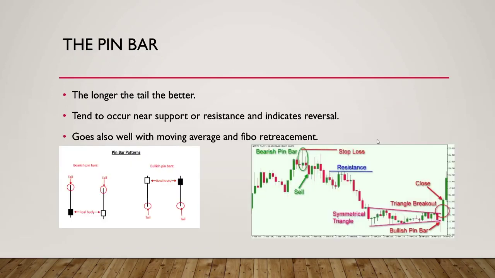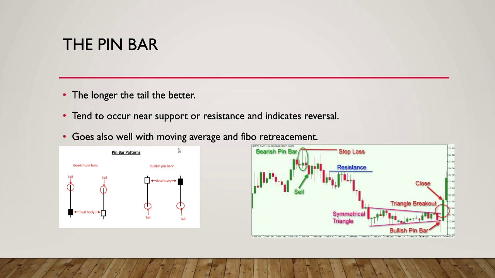And then we have the pin bar. The pin bar is also bullish and bearish. The longer the tail, the better, because it means the amount of rejection it actually got, right? And it mostly occurs near support or resistance and can indicate reversal, right? So let's say you have a strong resistance at this point, and then it got rejected and went down below the resistance again. That's a good sign that you should actually sell, because it didn't break the resistance, right?